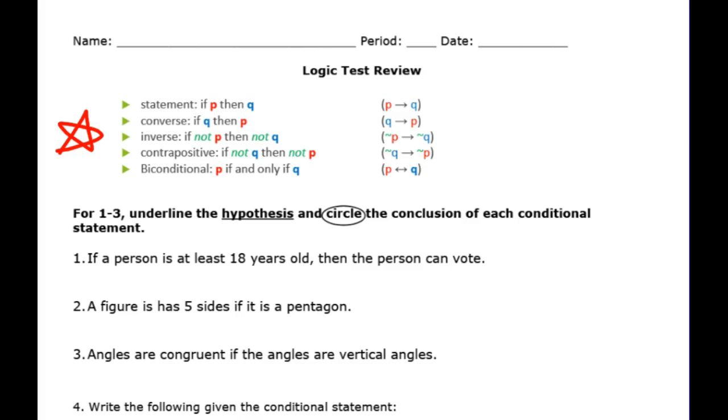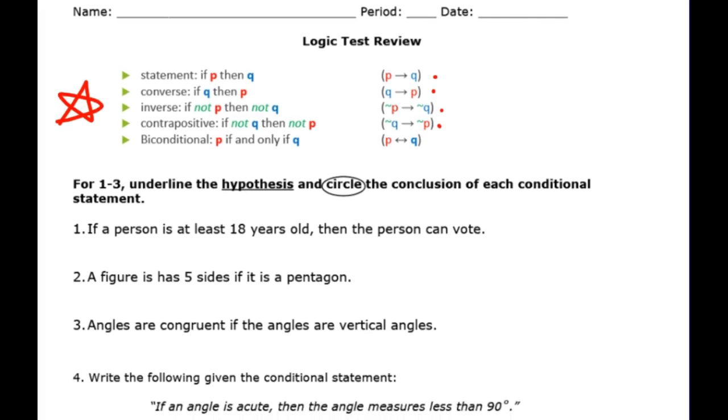A conditional statement, P implies Q. Converse switches them, if Q then P. Inverse, not P then not Q. Contrapositive switches and is opposite, or switch with nots. Not Q implies not P. And then biconditional is P if and only if Q.